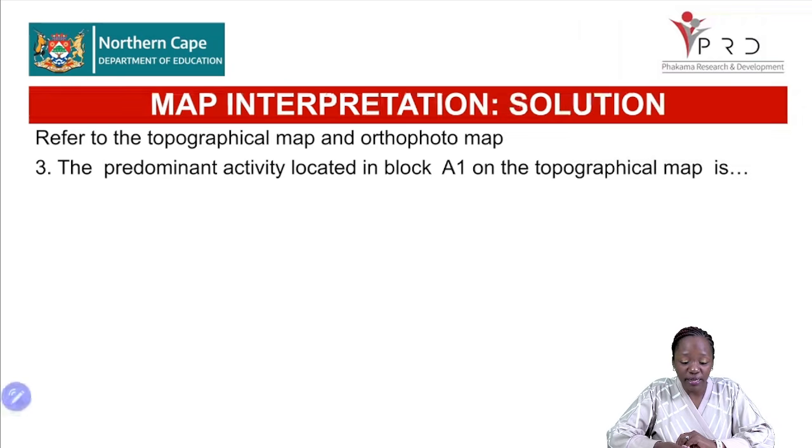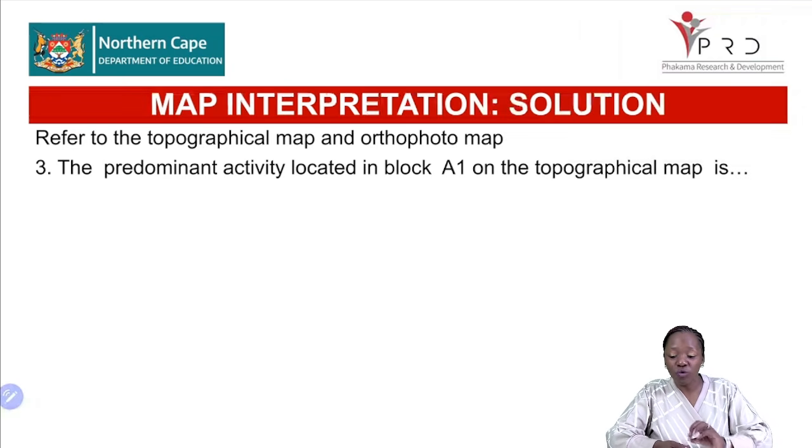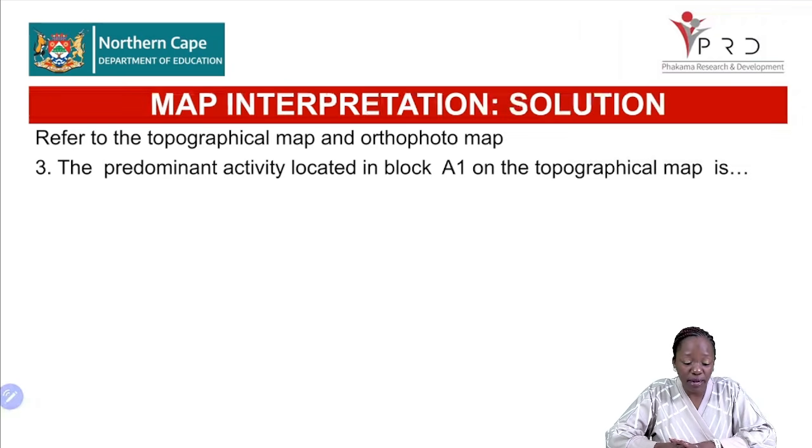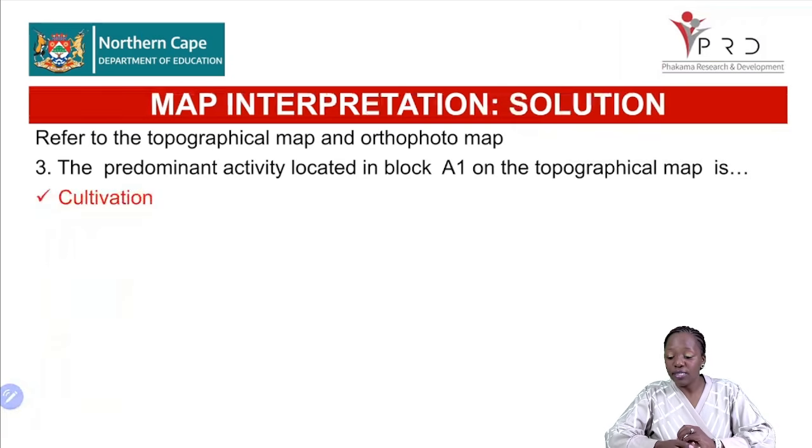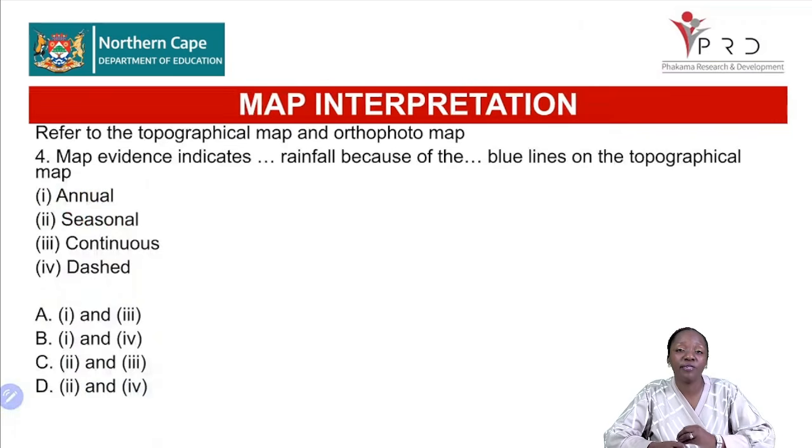Right, looking there, I hope by now you were able to identify in that block B1 what is the prominent activity in that area. So you have seen that in block A1, it is full of cultivated land. So therefore, the predominant activity is farming. If you don't want to say farming, you say it is cultivation. Why? Because there is cultivated land.